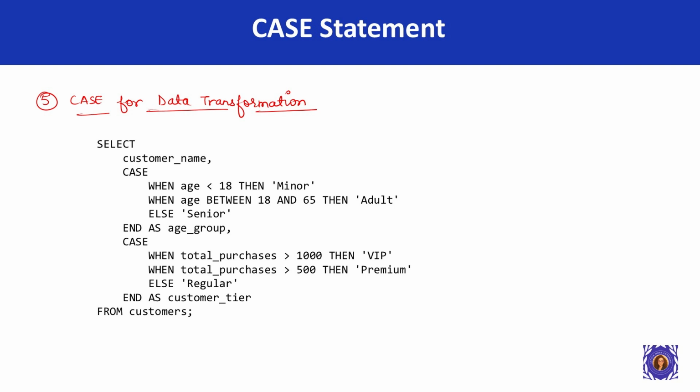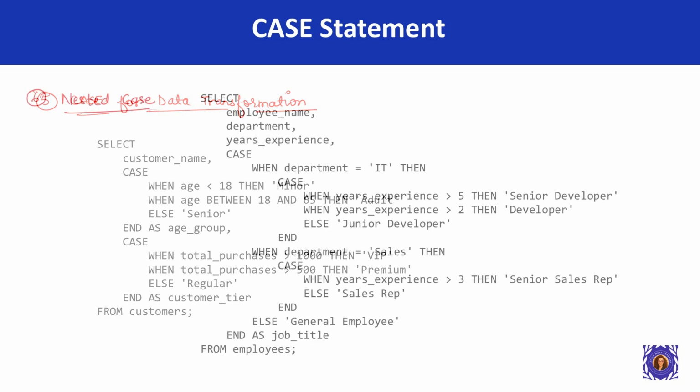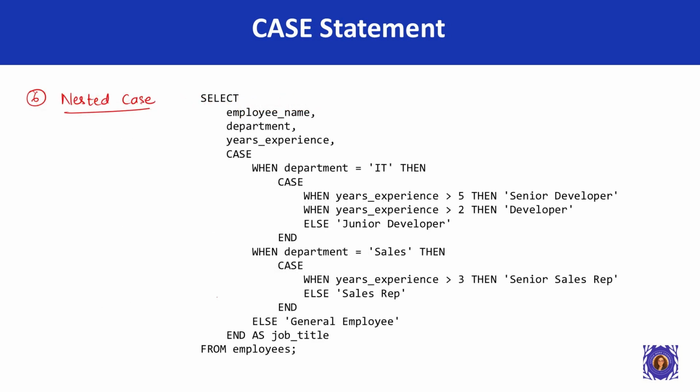For customers, you can transform their age into age_group categories like minor, adult, or senior. Similarly, you can define customer_tier, VIP, premium, regular, based on total_purchases, making the data more understandable and actionable. For even more intricate logic, you can use nested case statements, where one case statement is embedded within another. This allows for multi-level conditional evaluations.